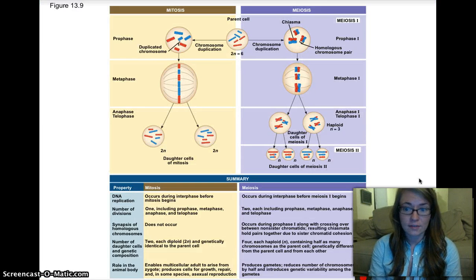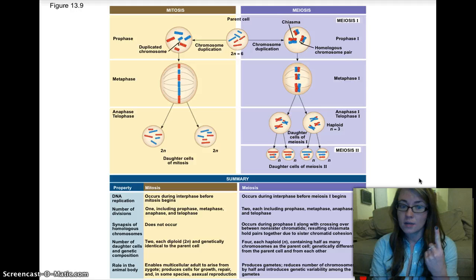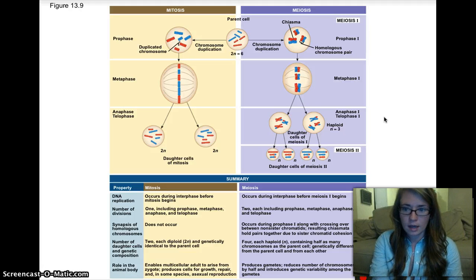This is a great figure, so make sure you are paying attention to this. Basically, during mitosis, sister chromatids line up on the metaphase plate. And then in meiosis, during metaphase 1, homologous pairs line up on the metaphase plate. And then during meiosis, metaphase 2, sister chromatids line up on the metaphase plate. Make sure you read this.